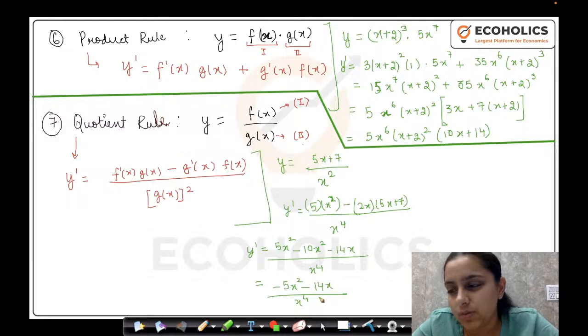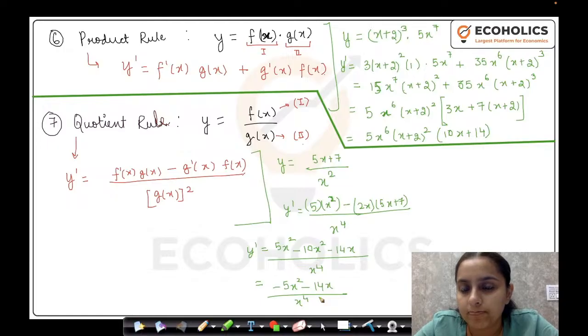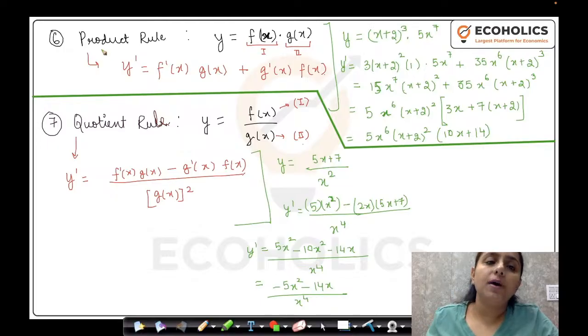This was the answer. 5x square plus 4x. Little corrections on me, I think. Please check where have you made the calculation mistake. देखो एक बार कहाँ पे कैलकुलेशन मिस्टेक की है. Because this will be the right answer. ठीक है. Now this is about product rule and question 2.